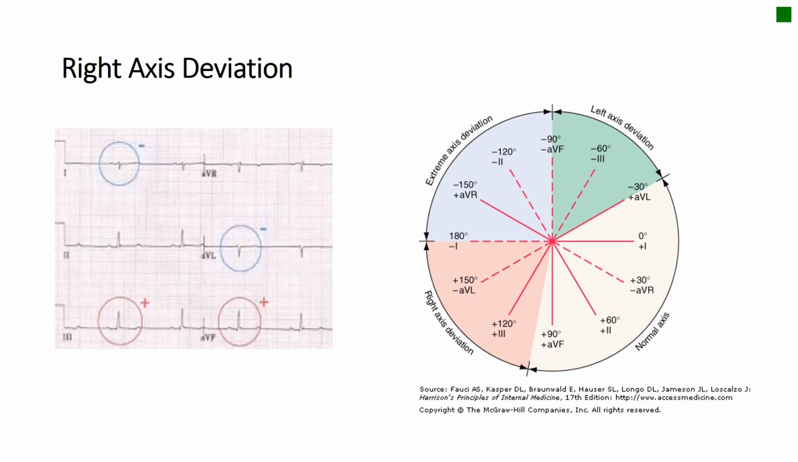Well, you've got a positive in lead 3, so it's in this direction. It's negative in 1, so it's more in this direction. And it's negative in AVL. So AVL is this way, and that's more this direction here. So it's deviated in a right axis, away from the normal axis.